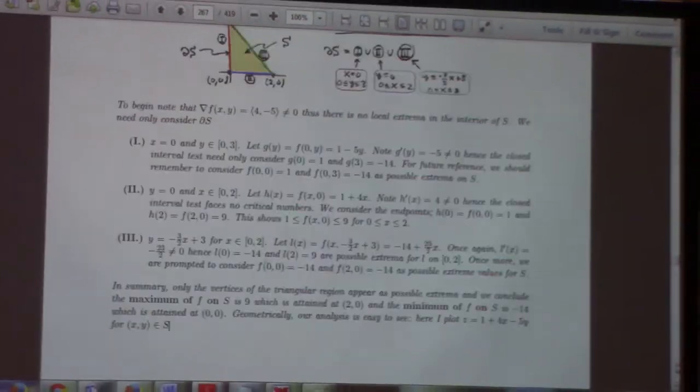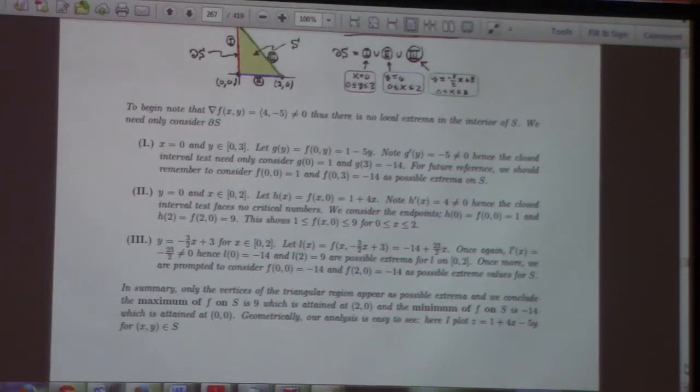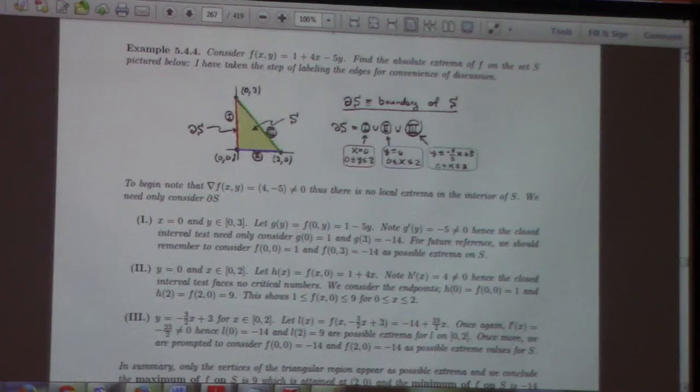But now, example 5.44 is probably a better test question, although it's kind of boring. Or to quote my son, boring.